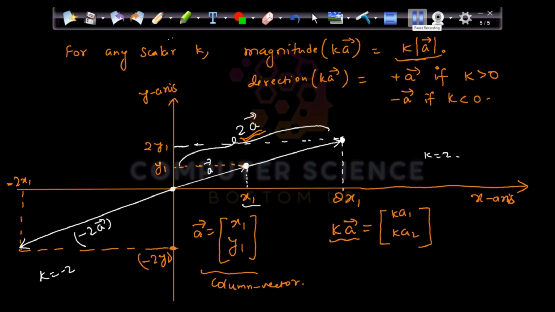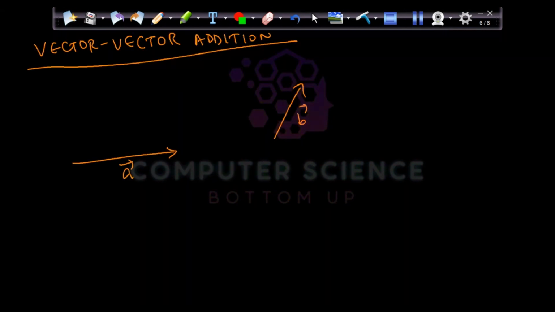Now let's look at vector addition. What is a vector plus b vector? This is what you want to find out. According to the triangle law of vector addition, how will we get a vector plus b vector? So this is your a vector.